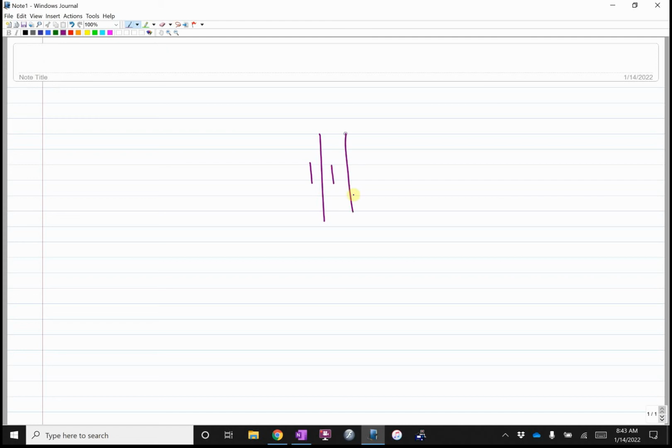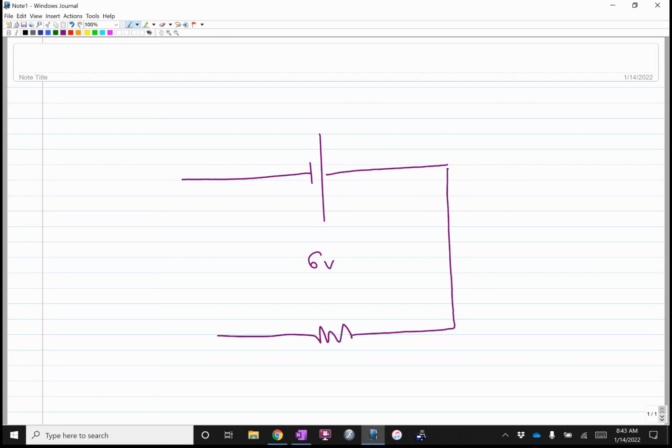Sometimes you'll see stacking batteries in series like we've talked about, but generally I've just been putting one battery in a circuit. We've had a wire going this way, a wire going this way, and we've said, let's suppose this is a 6-volt battery. And let's suppose I have a resistor right here. To make the numbers really nice, let's suppose this is a 3-ohm resistor. How big is the current flowing through this 3-ohm resistor?